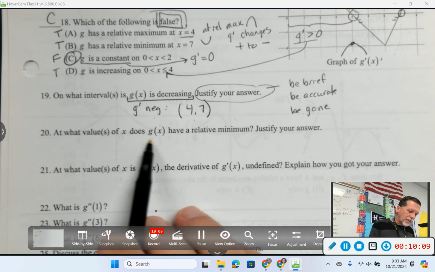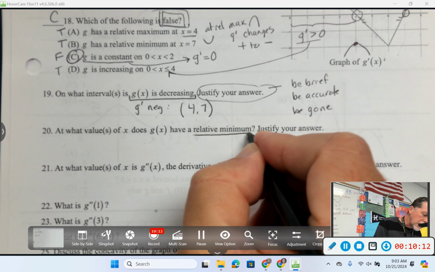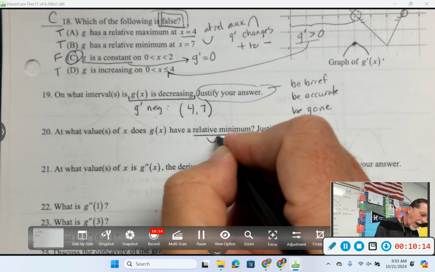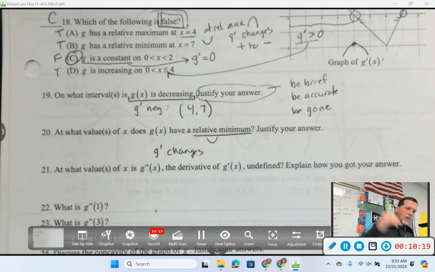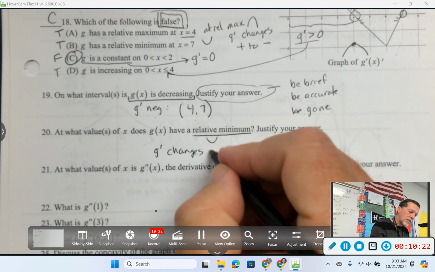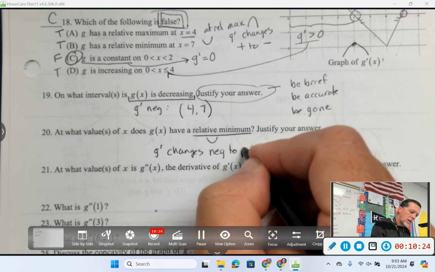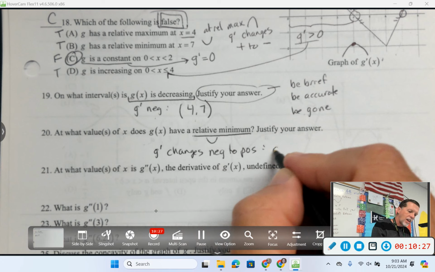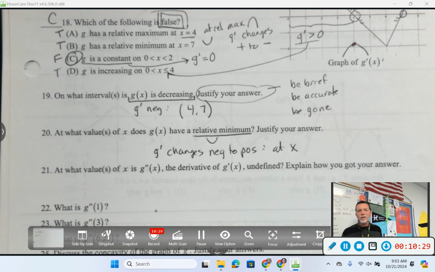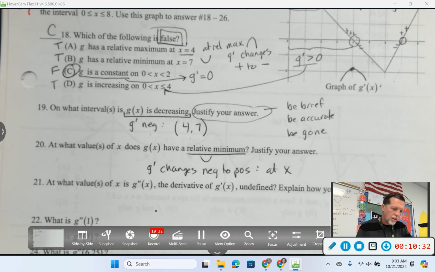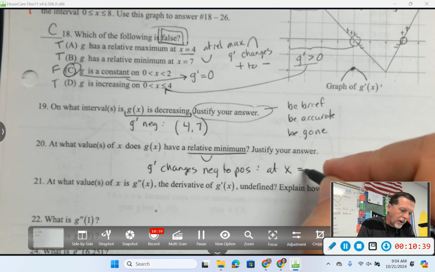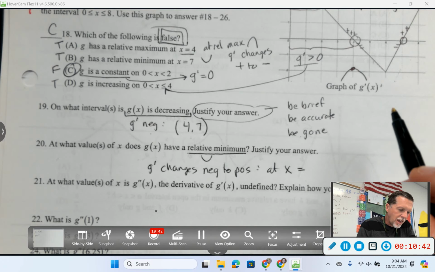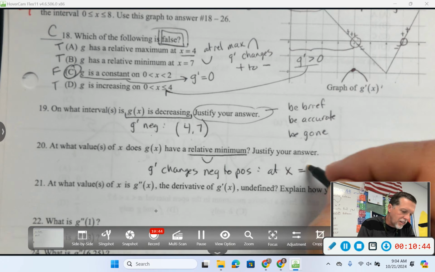At what value of x does G have a relative minimum? Okay, minimum looks like that. So that would be where G prime changes negative to positive. And there's my justify. So now I just need to go look and see where that happens. So I'm looking at my picture. G prime changes from negative to positive where? At x equals 7.